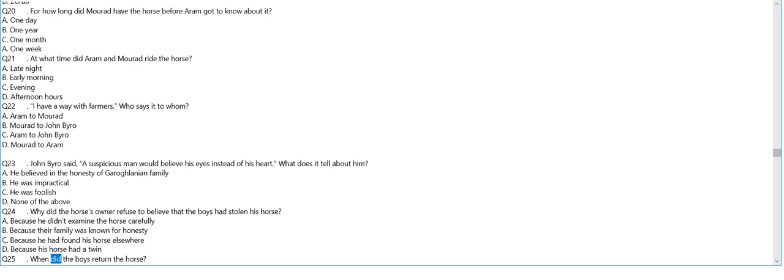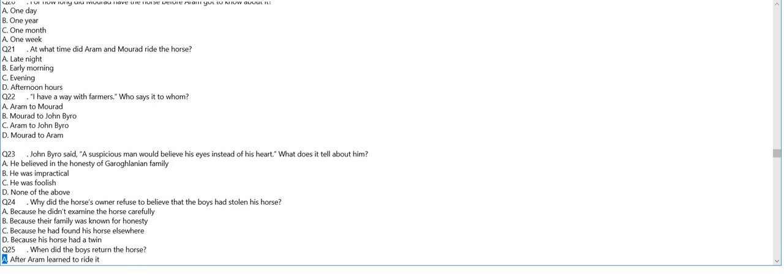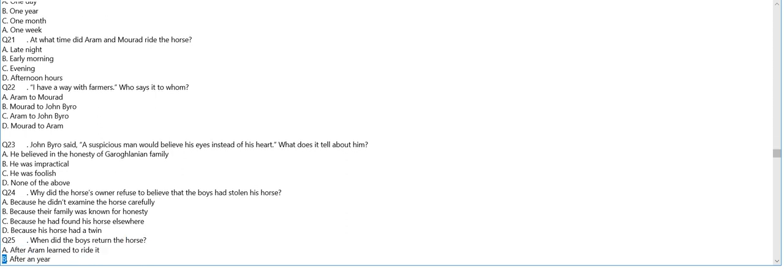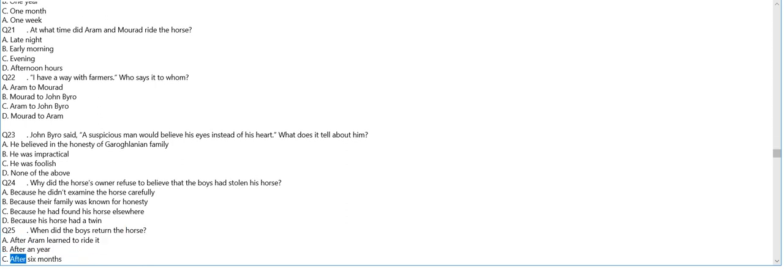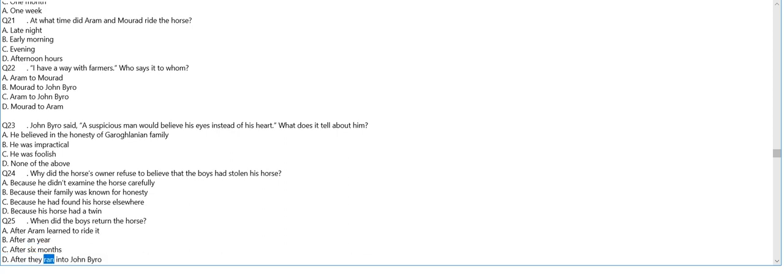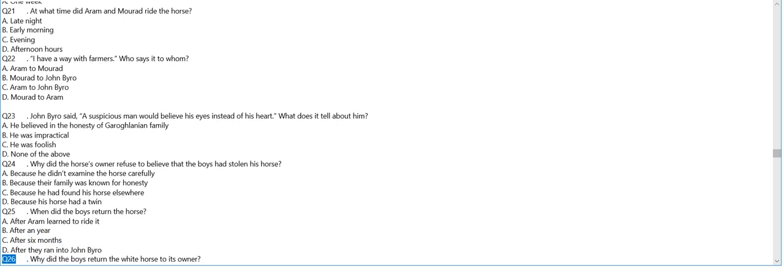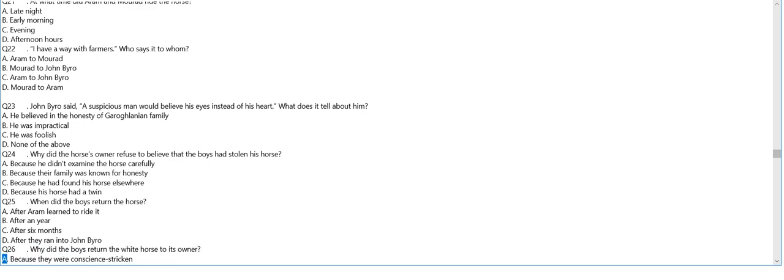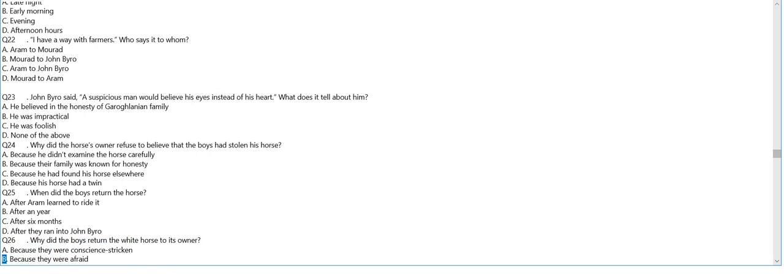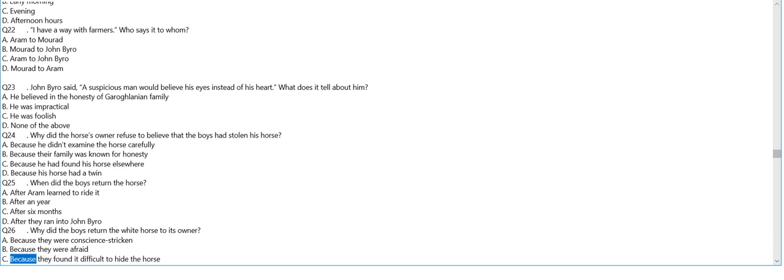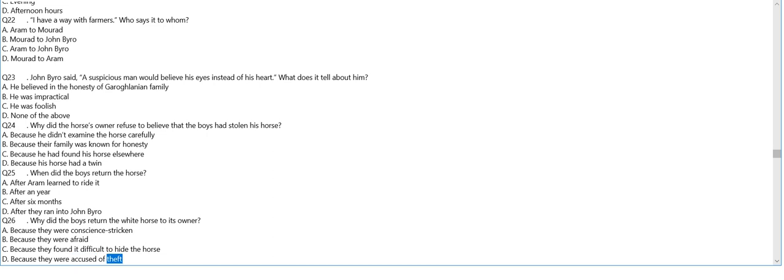Q25. When did the boys return the horse? A. After Aram learned to ride it. B. After a year. C. After 6 months. D. After they ran into John Byro. Q26. Why did the boys return the white horse to its owner? A. Because they were conscience-stricken. B. Because they were afraid. C. Because they found it difficult to hide the horse. D. Because they were accused of theft.